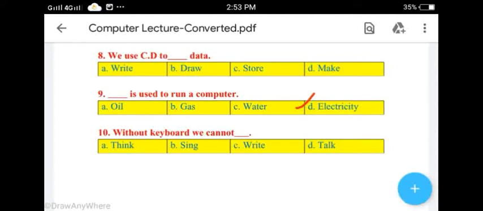Now let's read question number 10. Without keyboard we cannot think, write, talk in computer. Without keyboard we cannot write. So our correct answer is C, because we know that keyboard is that device of computer by which we can write any kind of document, any kind of picture, or any kind of written thing on the screen of computer by the use of keyboard. So this is the answer.